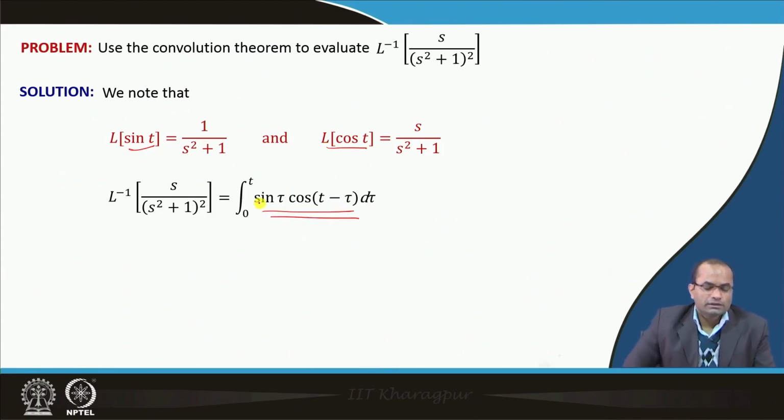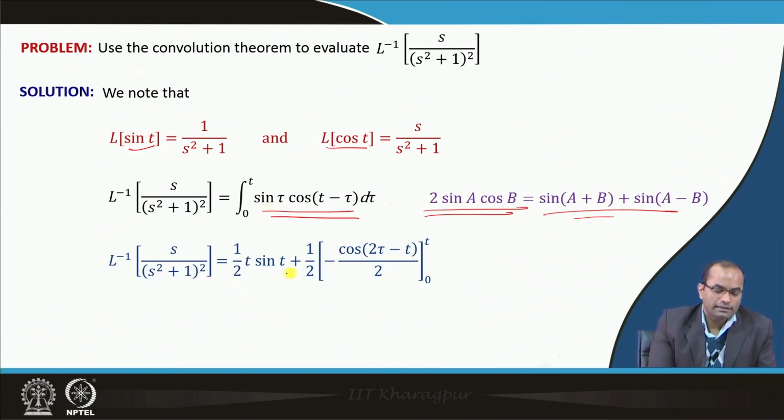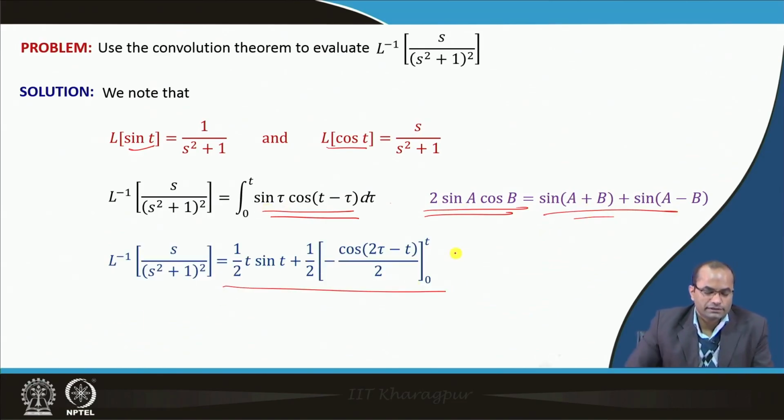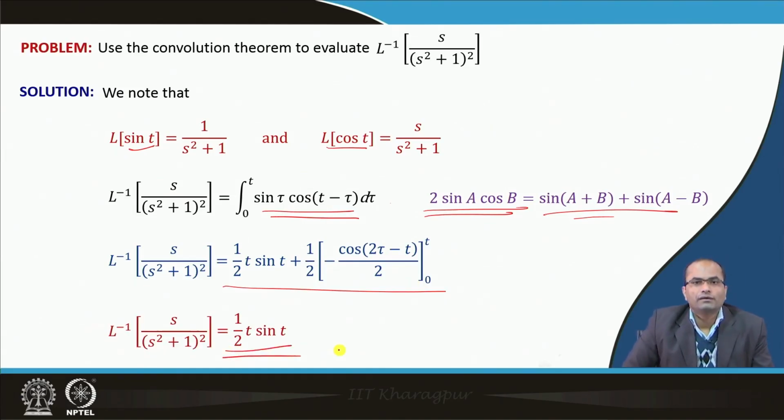This convolution, indeed for slightly more general functions sin omega t and cos omega t, we have done before. So, we can quickly go through this now. We apply the sin a cos b formula here again, and then we need to integrate this, and finally what we will obtain will be just half t sin t. So, that is the inverse which we have evaluated with the help of this convolution theorem.